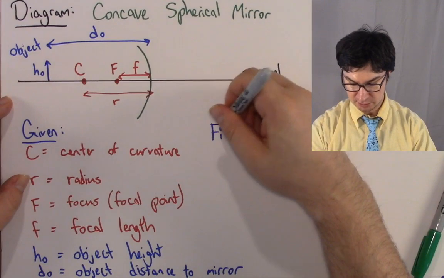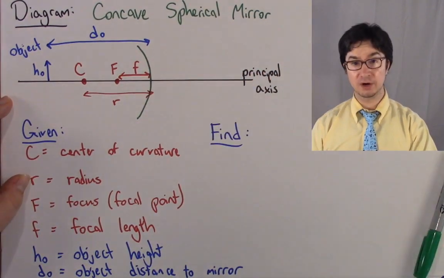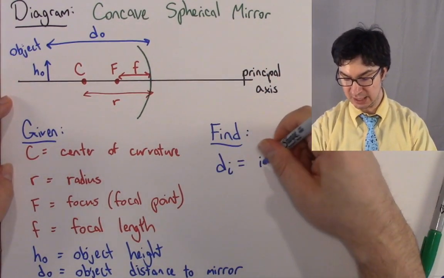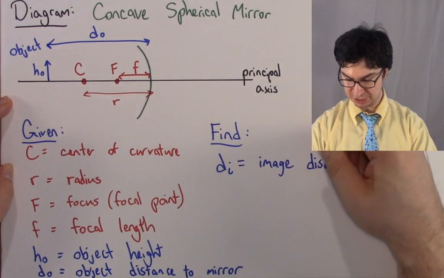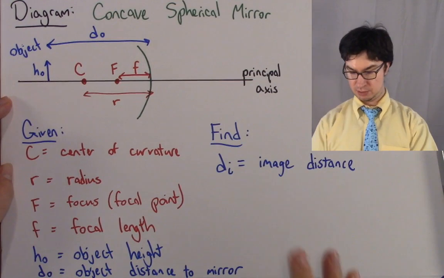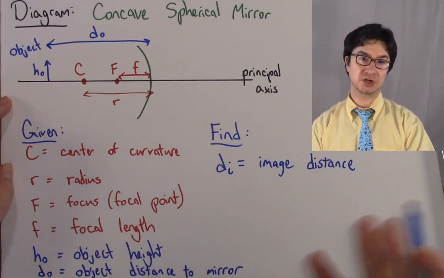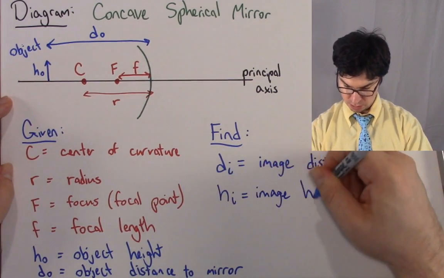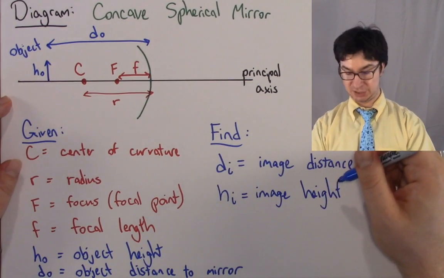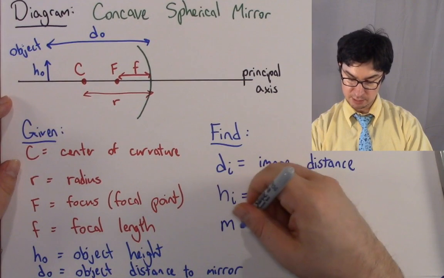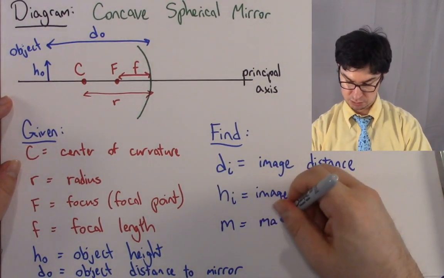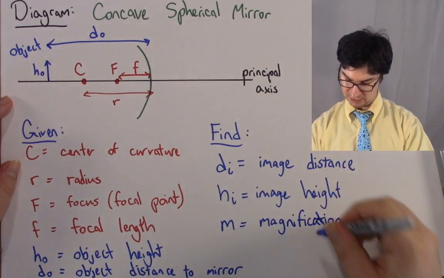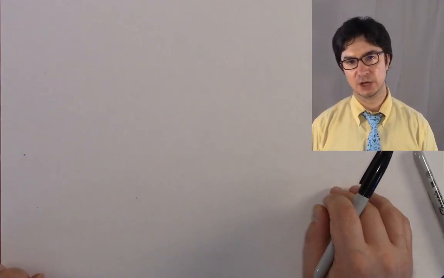You want to find the following. You want to find the image location. We're going to call that DI. That's equal to image distance. Okay? Where's the image located? That's going to be the image distance. We also want to know what's the height of the image. HI, that's the image height. Another question that might be asked is find the magnification of the image. M, lowercase m, is called the magnification. And we'll talk about that shortly. Magnification. There we go.